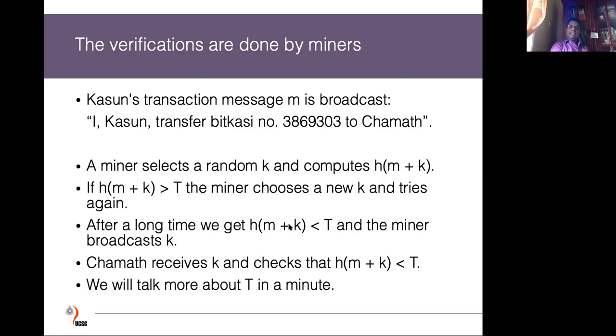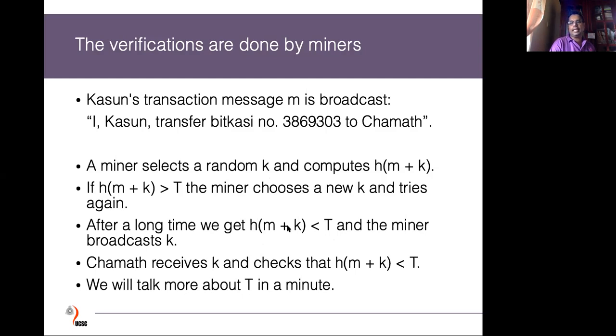Then the person can respond to Chamath with that K, saying this transaction is valid. When Chamath receives that K, he can add his message H to it, get the hash, and see whether it's less than the threshold T. Then Chamath knows that this person has spent quite a lot of time to find this K, because creating a hash less than some threshold is not a straightforward algorithm. Someone has to randomly try millions of Ks to find such a K, which creates a hash value less than T with that message.